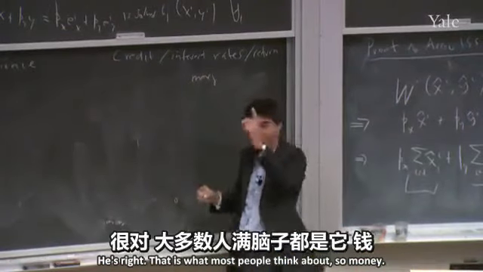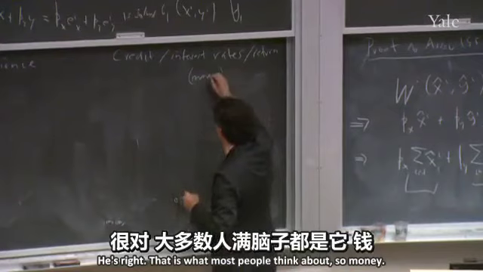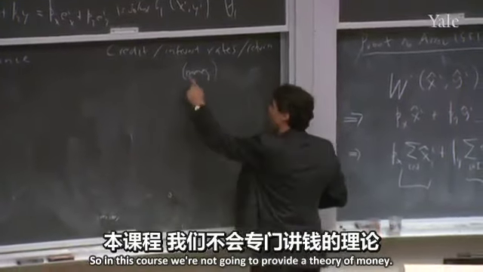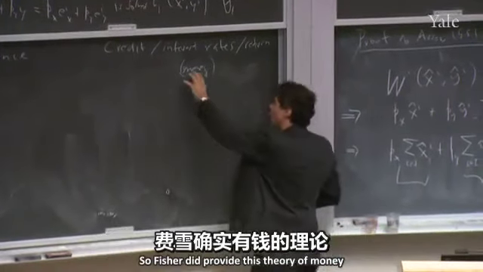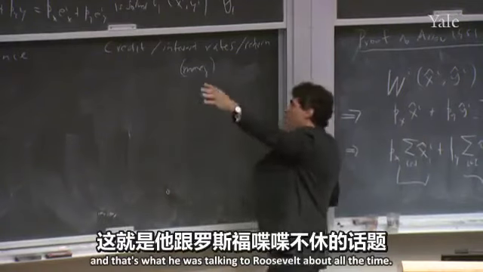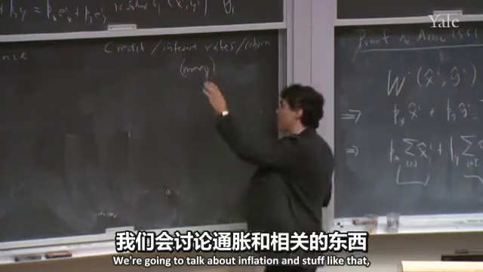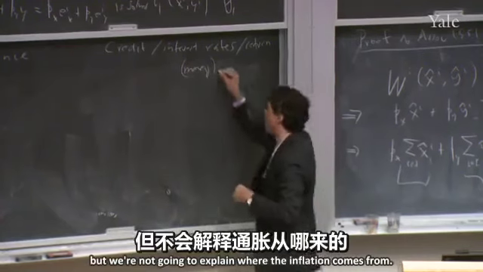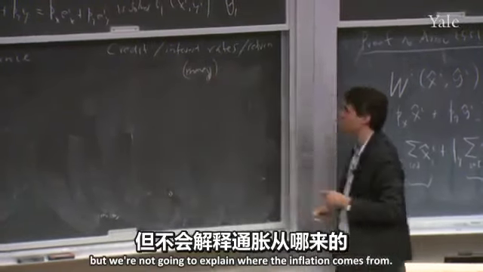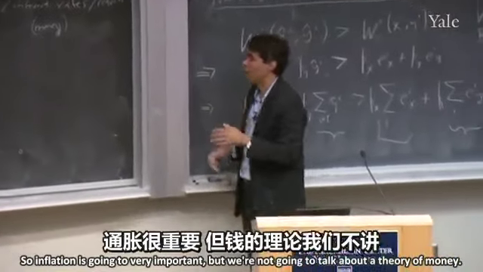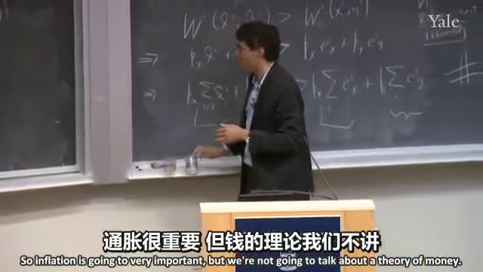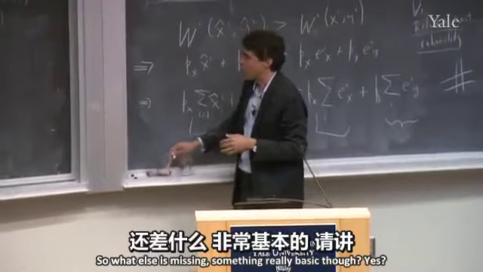That's what he's right, that is what most people think about. So money. So in this course, we're not going to provide a theory of money. So Fisher did provide his theory of money, and that's what he was talking to Roosevelt about all the time, but we're not going to. So we're going to talk about inflation and stuff like that, but not a theory. We're not going to explain where the inflation comes from. So inflation is going to be very important, but we're not going to talk about a theory of money. So what else is missing?